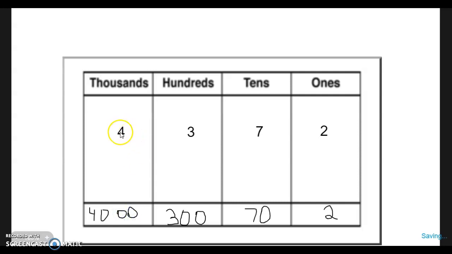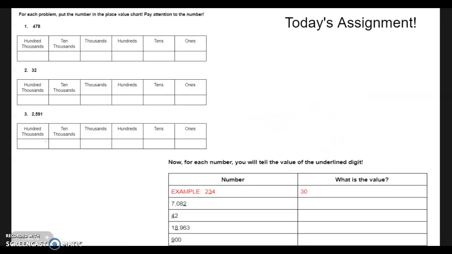So we have our number 4,372. All right, guys, you've done great, and I hope all that made sense to you.